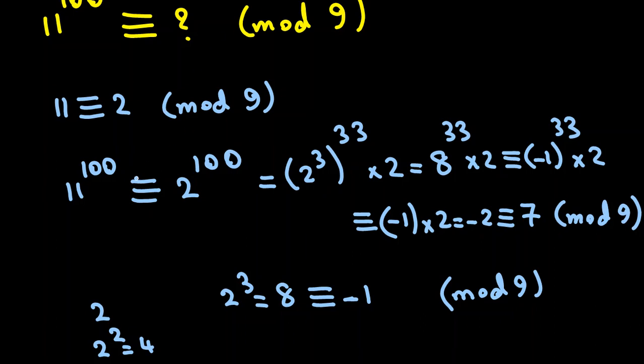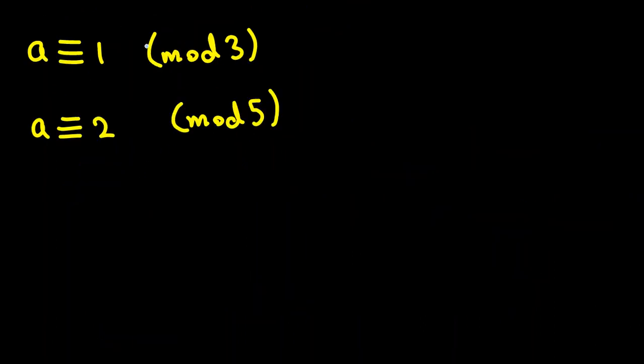Now, the next application you should know is this: someone says the remainder of a when divided by 3 is 1, and the remainder of a when divided by 5 is 2. Can you guess that we can find a congruent? We can find the remainder when divided by what? We know 3 and 5. The LCM of them is exactly 15.